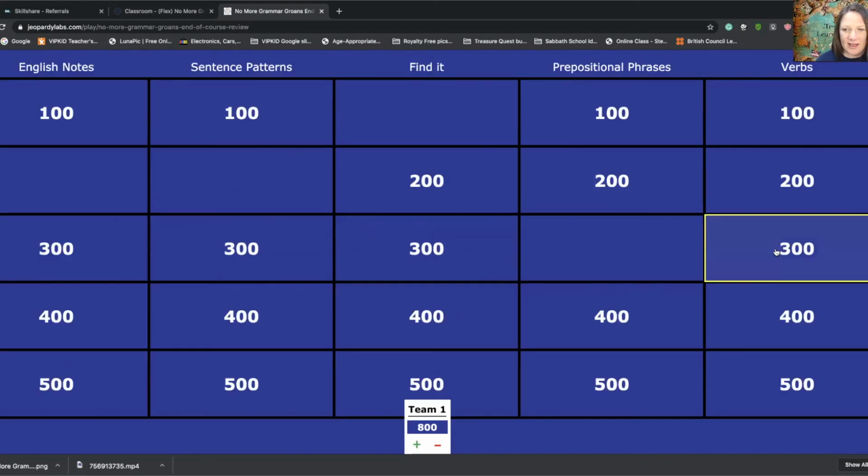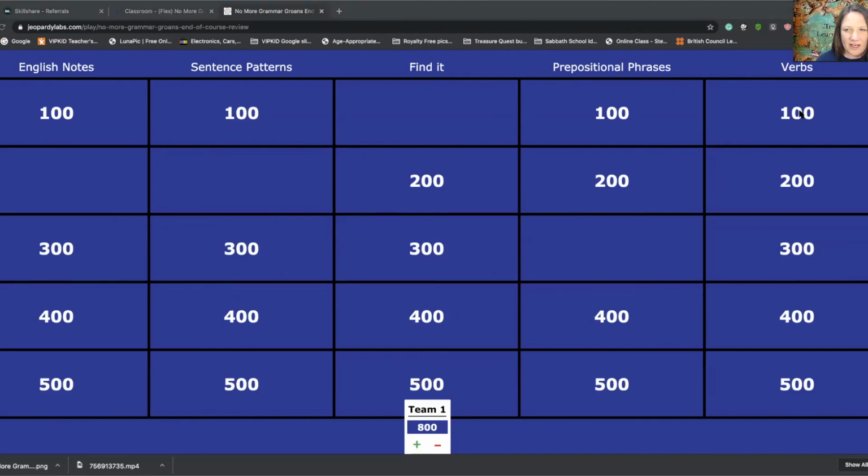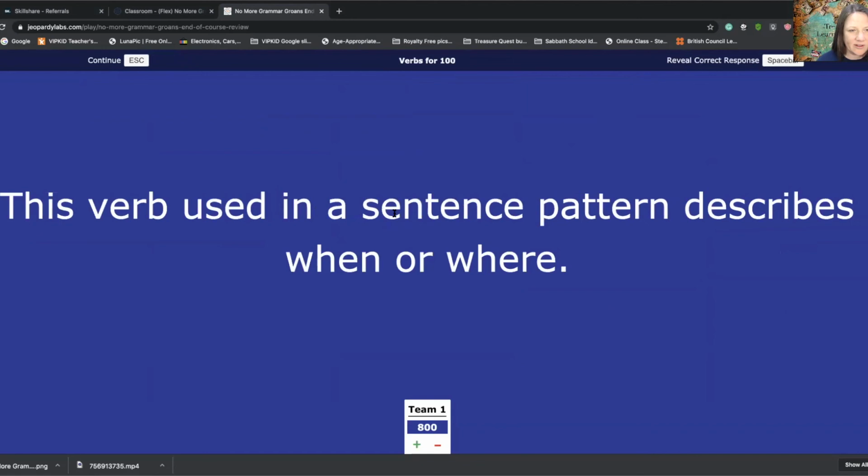And the last one, let's do, this one is on verbs. Let's do 100, or should have done 200. That's okay. This verb used in a sentence pattern describes when or where, or it answers the question when or where. I think that it's a be verb. I'm sorry. This verb used in a sentence pattern describes when or where. Oh, an adverb. It's an adverb. Let's see. I may be wrong on this. Let's check and see.